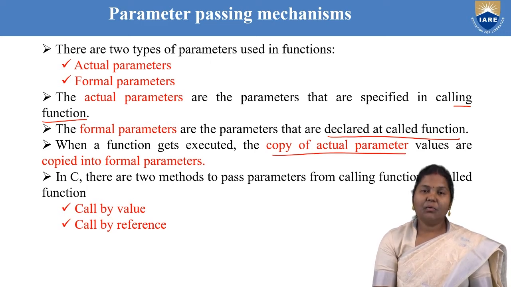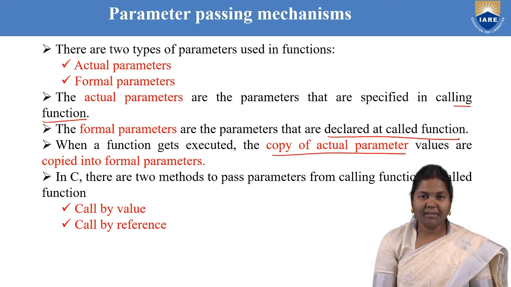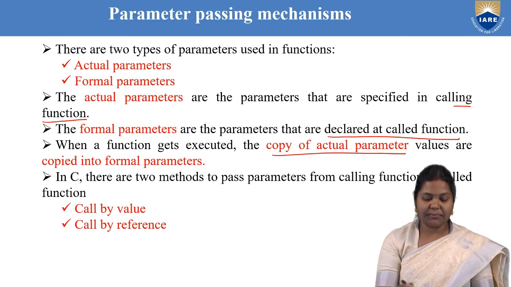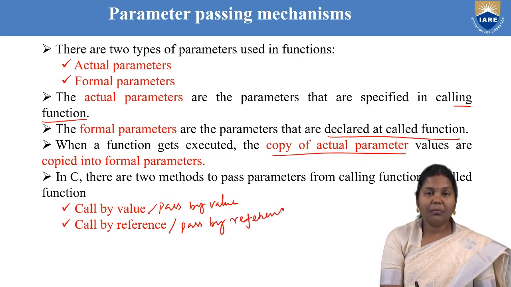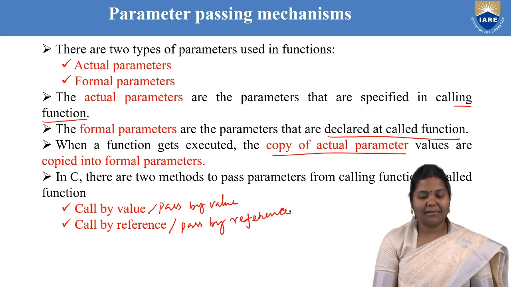So there are two ways of doing parameter passing mechanism. So one is called the call by value or pass by value, and the second one is call by reference or pass by reference. So let us discuss what is call by value mechanism.